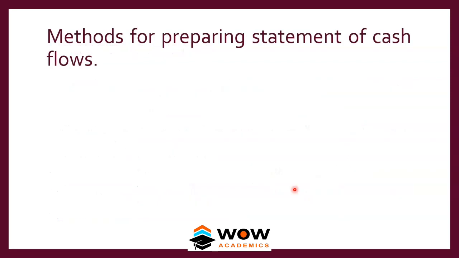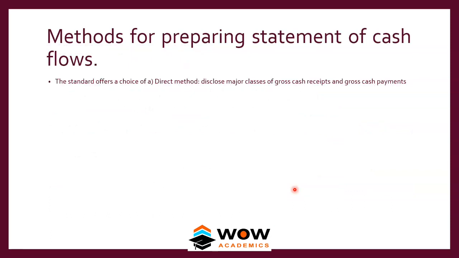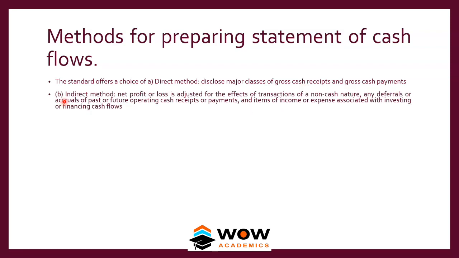So, methods for preparing the statement of cash flows. There are actually two methods in which you can prepare the statement of cash flow. The first one is called the direct method. The direct method discloses major classes of gross cash receipts and gross cash payments. The next one is the indirect method.